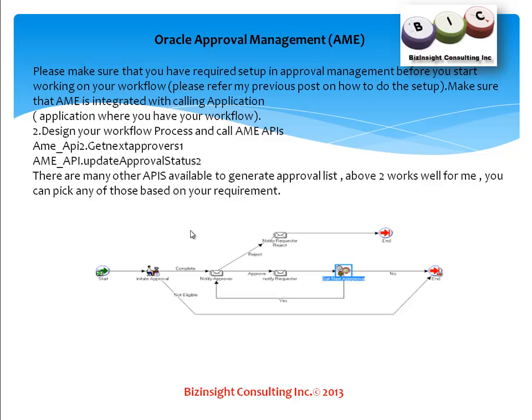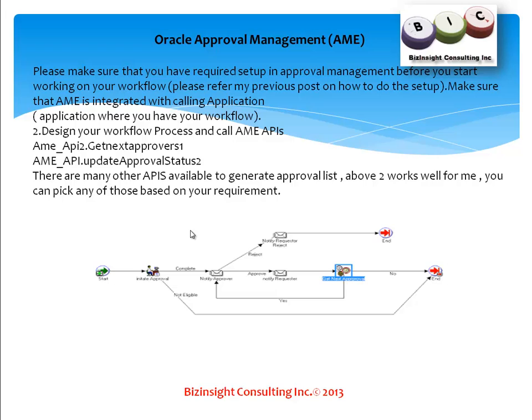So design your workflow process and then call the AME APIs. In the initiate approval process, I called AME_API2.getNextApprover1 to get the approval. This API goes to the AME engine and, based on the application, the transaction type, rules, attributes and conditions, it generates the list of approvals. Then it gives me the approval, and the workflow moves further.